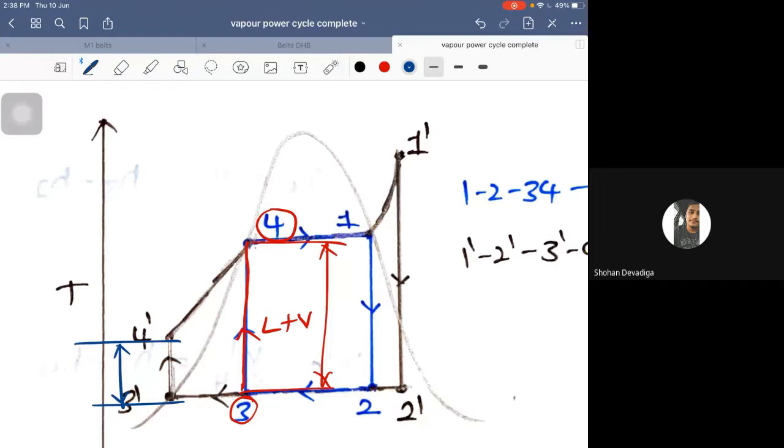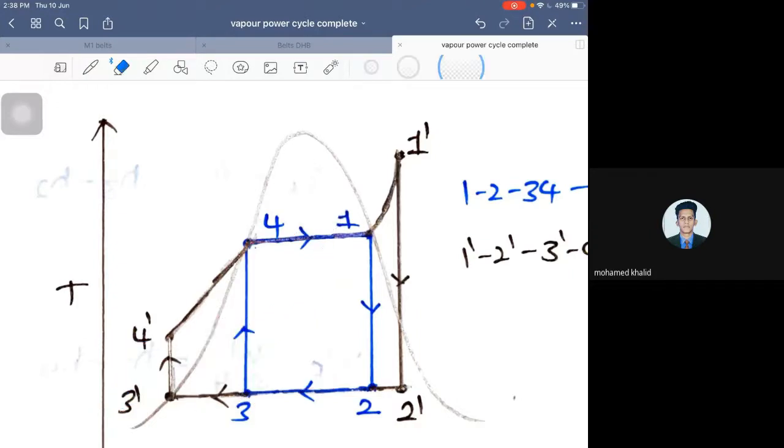Yes, sir. So, in the case of the Carnot cycle, what are you pumping or compressing? You are compressing liquid plus vapor. In the case of the Rankine cycle, you are just compressing liquid. Understood? Okay. So, which one requires high pressure pumping or compressor, Rankine or Carnot? Carnot. Very good.